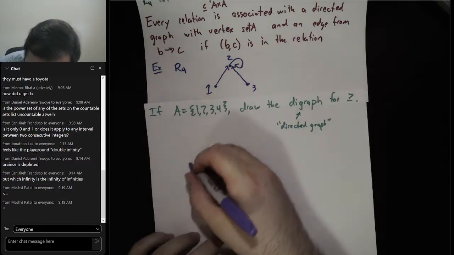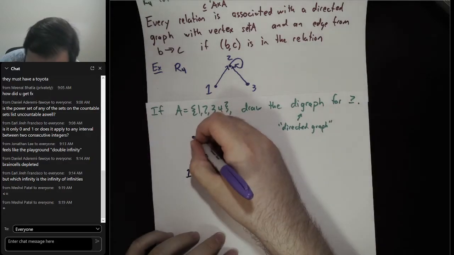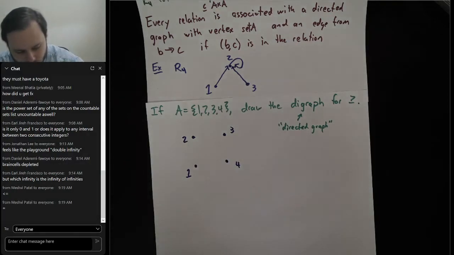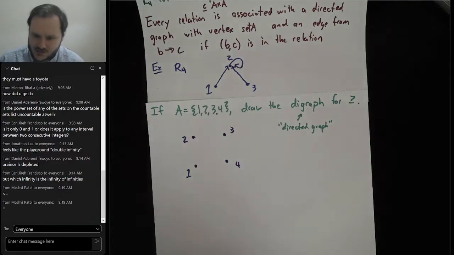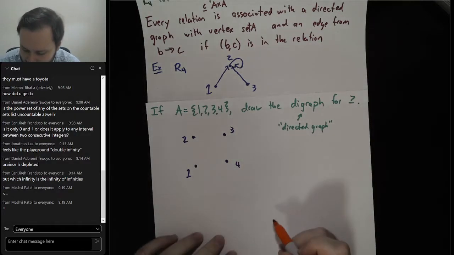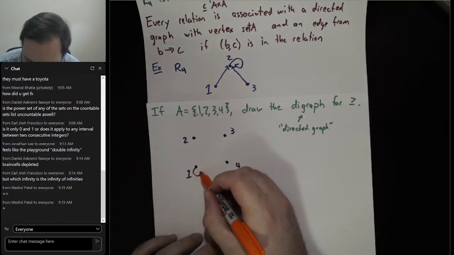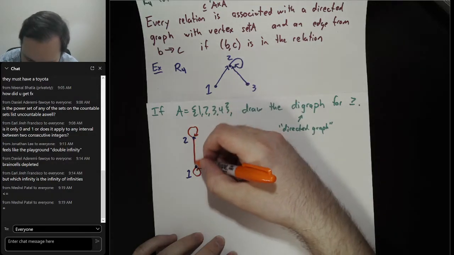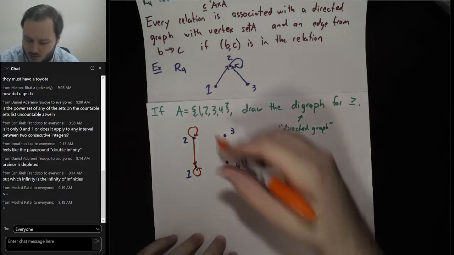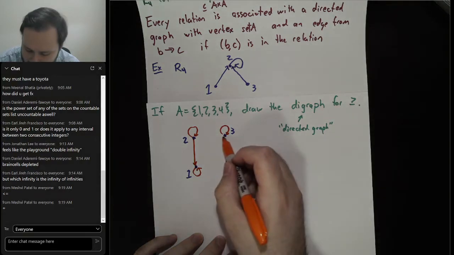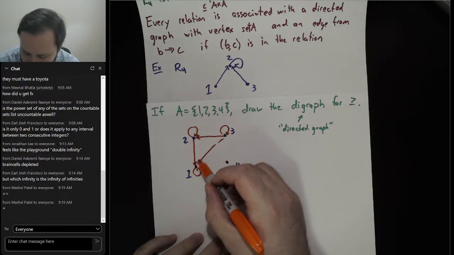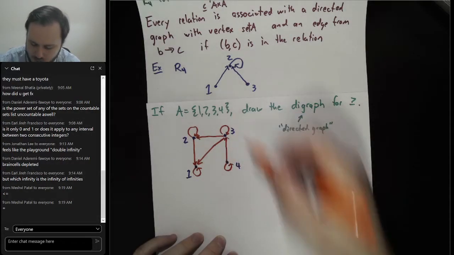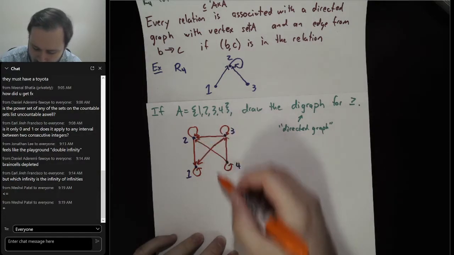So I get 4 vertices. 1, 2, 3, 4. And I want to draw an arrow from B towards C if B is greater than or equal to C. So 1 is only greater than or equal to itself. 2 is greater than or equal to itself and greater than or equal to 1. 3 is greater than or equal to itself, and it's greater than or equal to 2, and it's greater than or equal to 1. 4 is greater than or equal to itself, and greater than or equal to 3, and greater than or equal to 2, and greater than or equal to 1.